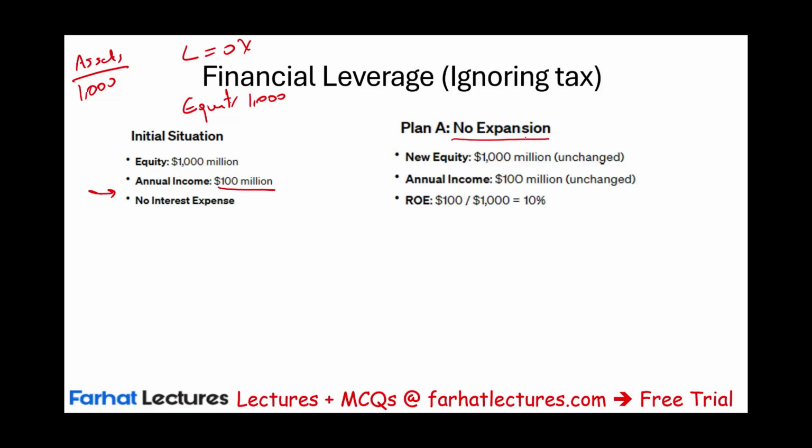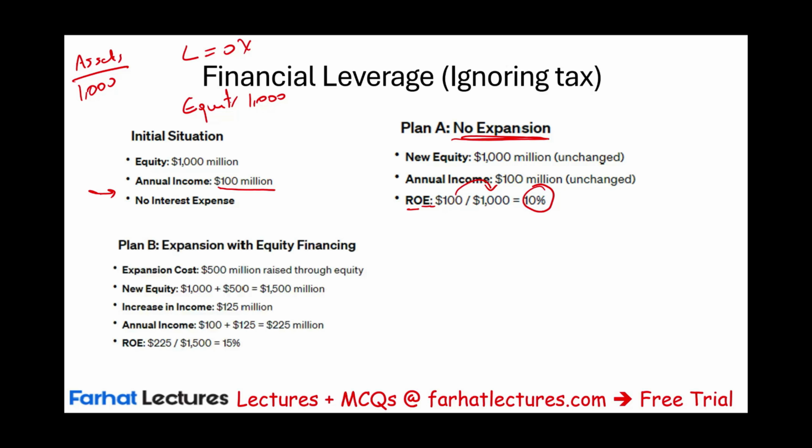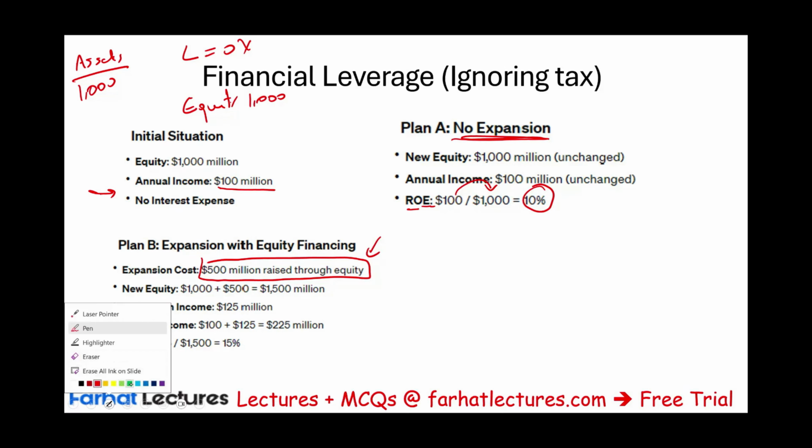So right now, they have no plan to expand. If we compute return on equity, we'll take 100, which is net income, divided by equity, and the shareholders are earning 10%. Let's assume the company wants to expand, and as a result, they need $500 million. And they are going to raise this money through equity. In other words, they're going to increase their assets, they're going to increase their cash.